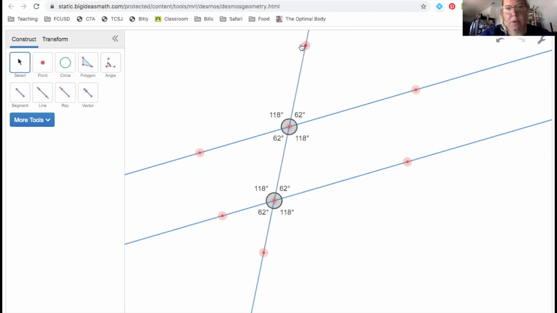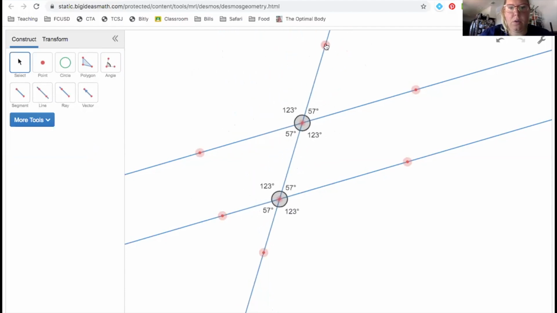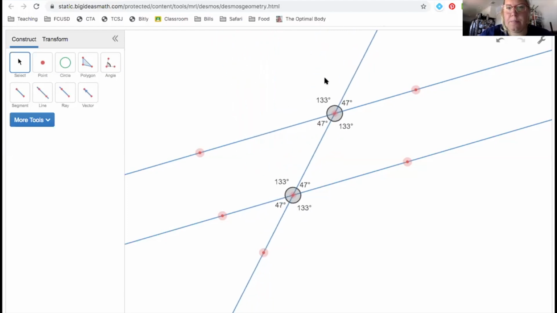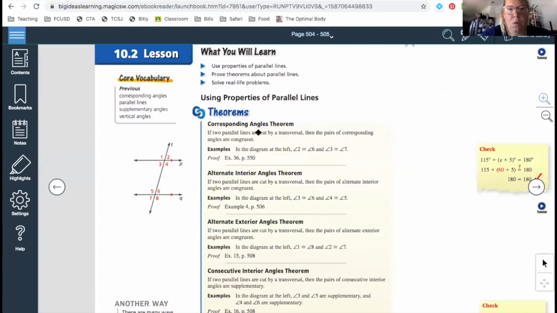Notice when I move this transversal, what stays the same? The angles, the vertical angles always stay the same, okay? The consecutive angles stay the same. The alternate interior angles stay the same. The alternate exterior angles stay the same, okay? So that brings us to these theorems where they're congruent angles.